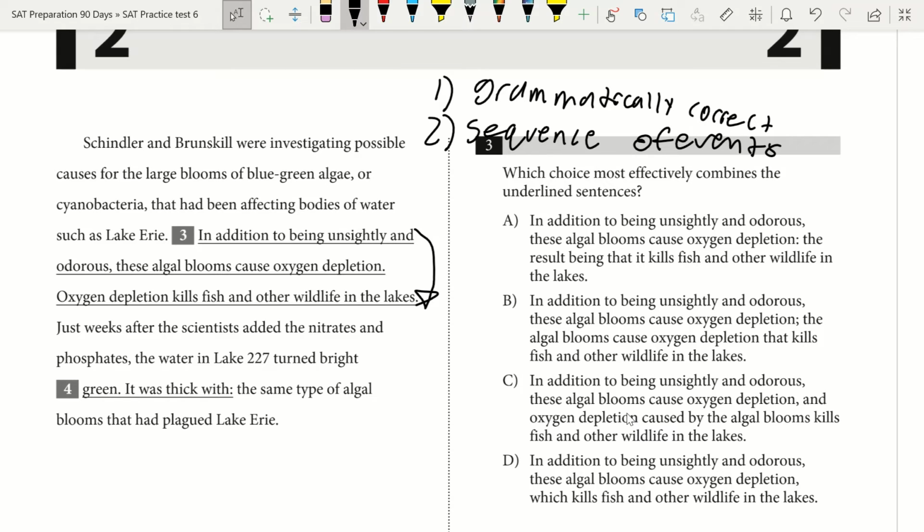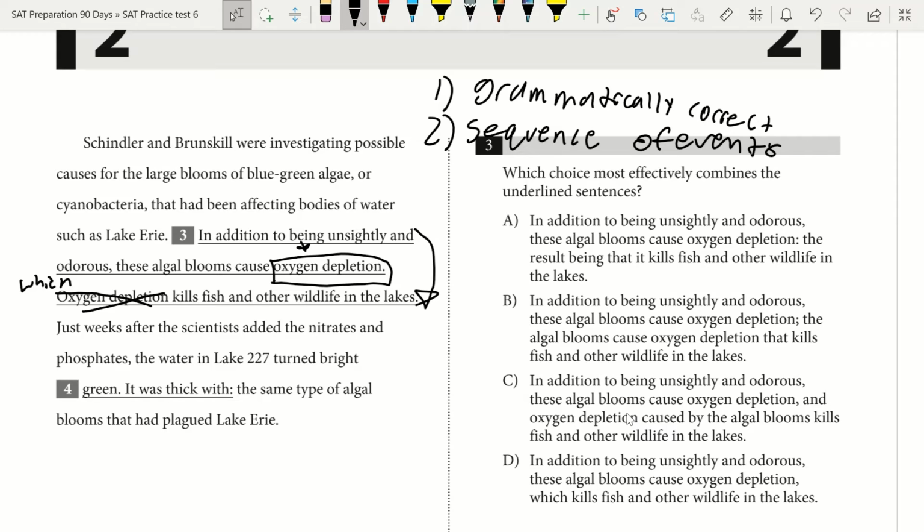So we have, "In addition to being unsightly and odorous, these algal blooms cause oxygen depletion," and then I see "Oxygen depletion kills fish and other wildlife in the lakes." One strategy you can use is anytime you see a word end one sentence and then start the next one, look to get rid of it in that next one. So here's what we're going to do. We're going to get rid of this, and then we're going to say "oxygen depletion, which kills fish." Since we're ending with a subject that is not a person, we would say "which kills fish and other wildlife in the lakes."